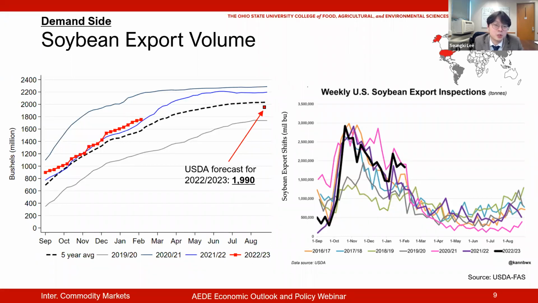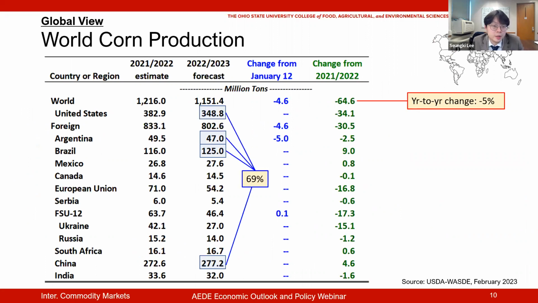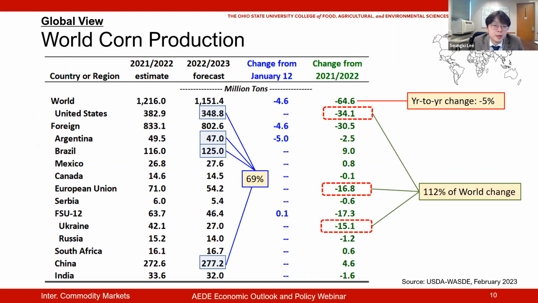So we should keep that in mind. This is the world corn production table, and year-to-year comparison, we are expecting about a 5% drop in the total corn production worldwide. As you can see, the top 4 corn producing countries are taking about 70% of total production in the world. And when you check the US, EU, and Ukraine's production change compared to last year, they are actually accounting for about 112% of the world change.